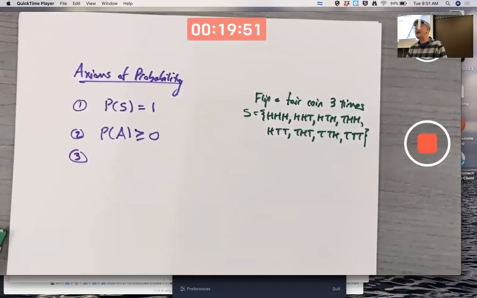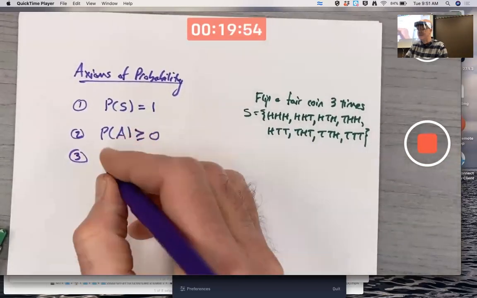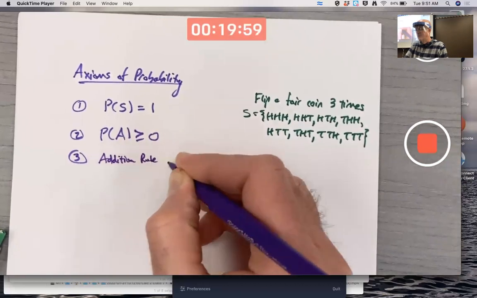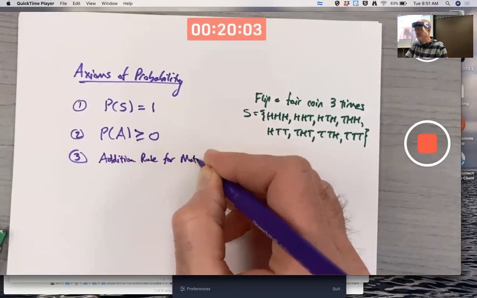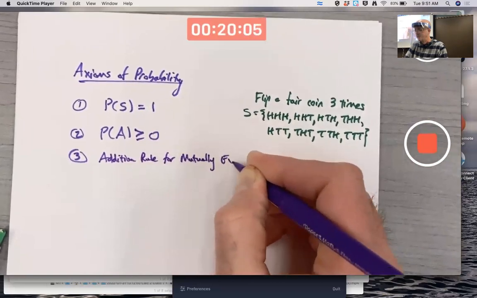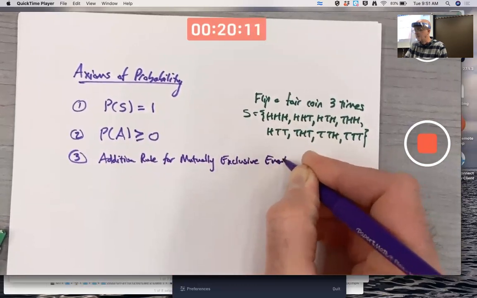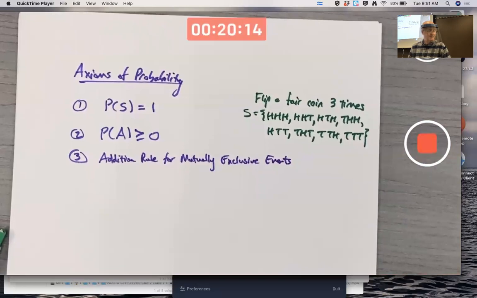Third one is really an axiom, but it's got a name. It's called the addition rule for mutually exclusive events. Events, again, are subsets of the sample space. Mutually exclusive means there's no overlap. Okay, actually, they're pairwise mutually exclusive. If you take any 2 of them, there's not going to be any overlap. It's not just that the intersection of all of them is empty. It's that you take any 2 of them, there's not going to be any overlap.